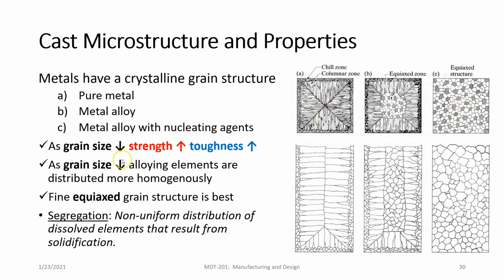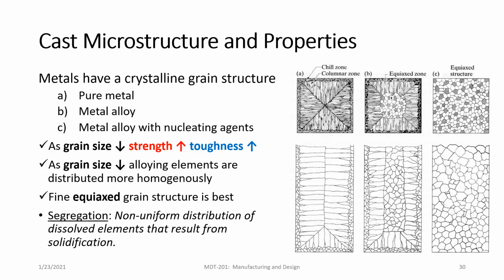As the grain size goes down, alloying elements are distributed more homogeneously. Here, the alloying elements are not distributed homogeneously. They're just kind of in zones. And here, wow, everything is all mixed up. Homogeneous means mixed up. It's mixed up better. Okay? So fine equiax grain structure is the best. So what we want is this grain structure, but we want a fine grain structure. Okay? Segregation is the non-uniform distribution of dissolved elements that result from solidification.